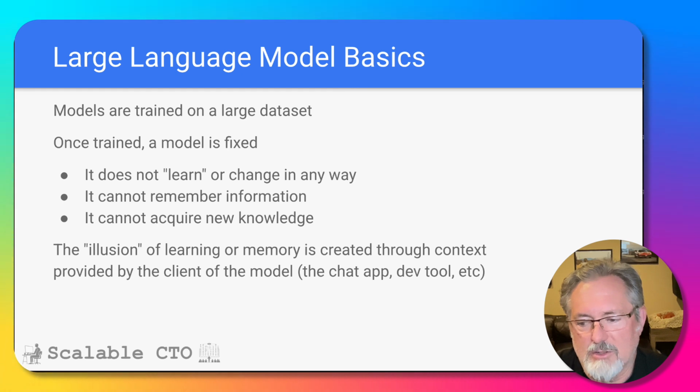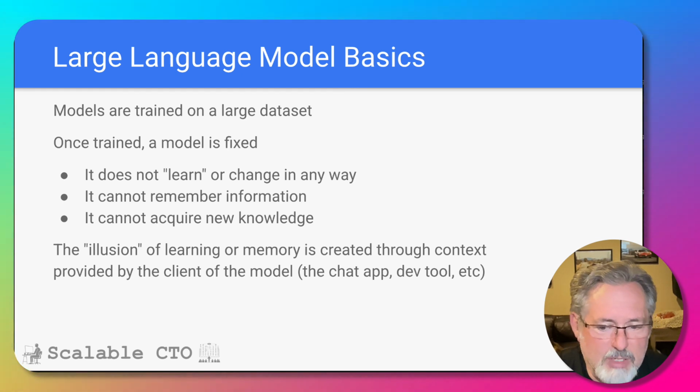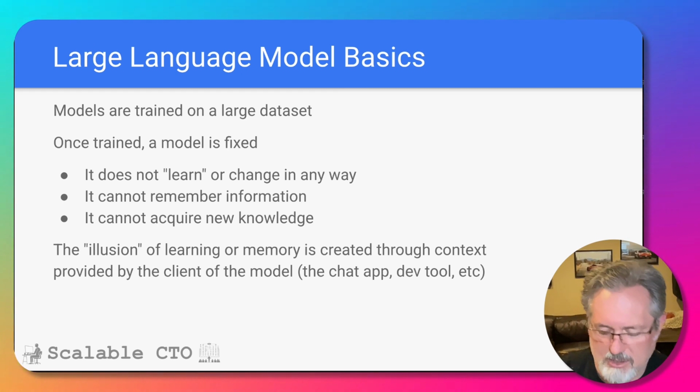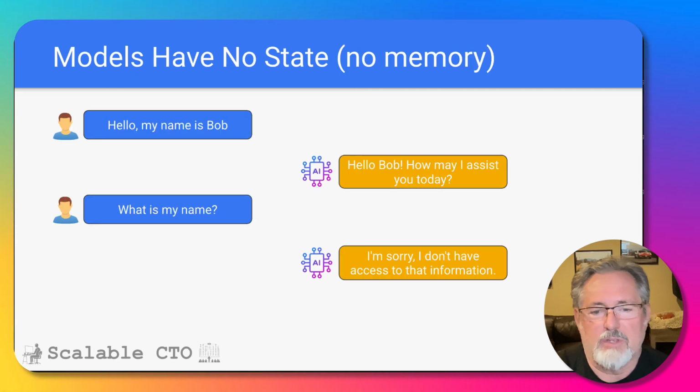So to the extent that you're using something like ChatGPT, and it seems to remember things or learn behaviors, it's because it has context that the chat client is maintaining on its behalf, not that the model is actually doing those things itself. And I'll give you an example of that.